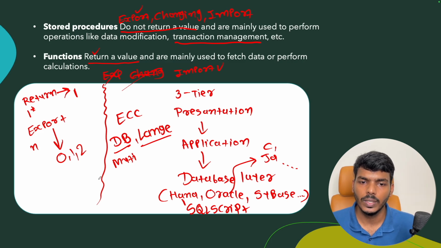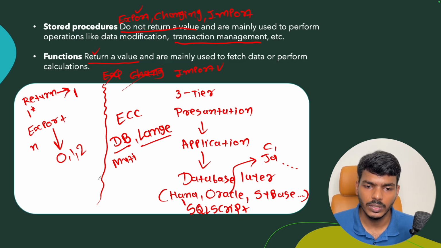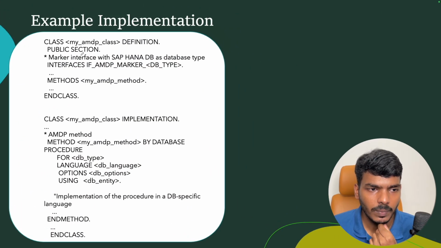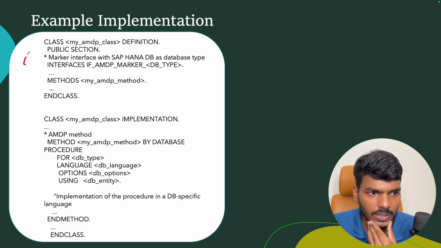Okay, so let's see the example implementation. Let's see an example implementation of AMDP. We will go line by line, and if you see the first line, we have a class, because AMDP is nothing but a class.